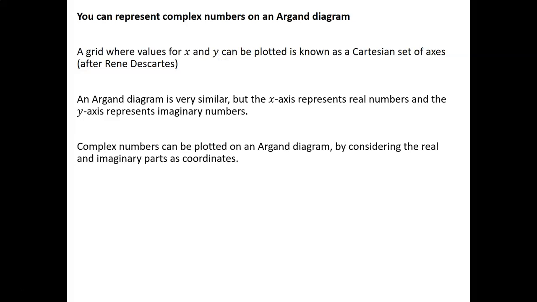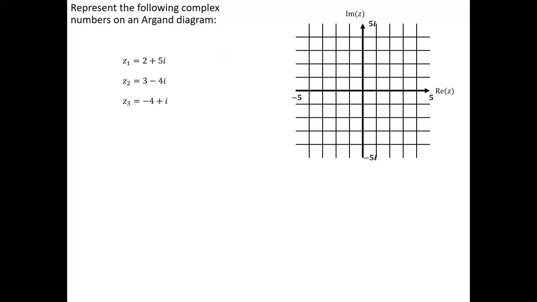We can plot complex numbers on an Argand diagram just the same as we plot coordinates. So let's have a look at these 3 complex numbers and what they look like on an Argand diagram. Here's our axes. Instead of x and y, I've got real part of z and imaginary part of z. Because all of these numbers are up to 5, that's what I've labelled my axes as.